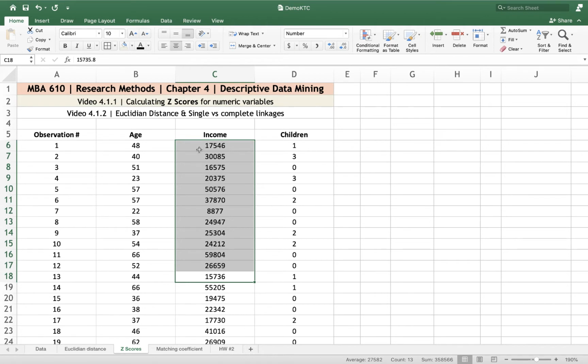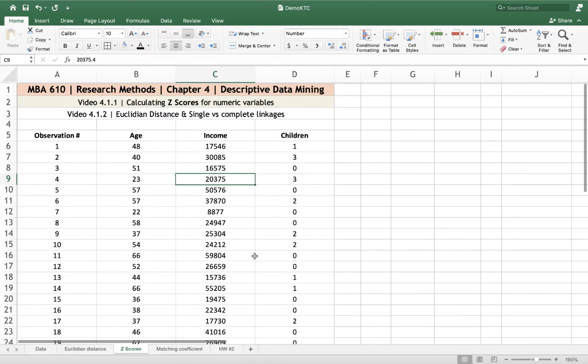So we need a standardized measure. We need Z-scores. That was done in Chapter 2, but I want to show you here how you would do it and set it up and how that's going to look.